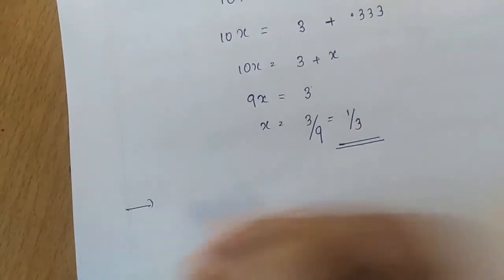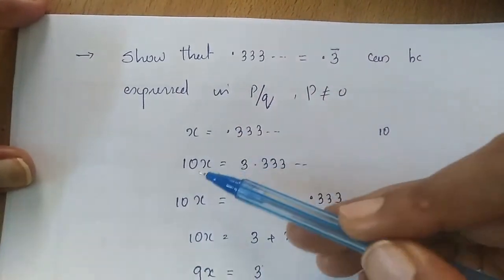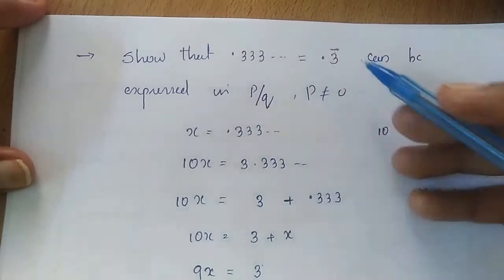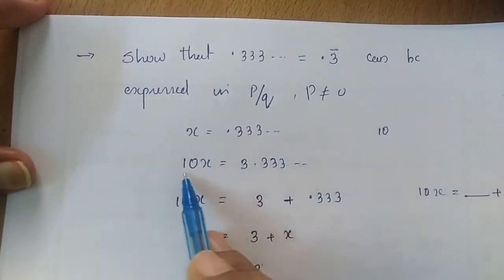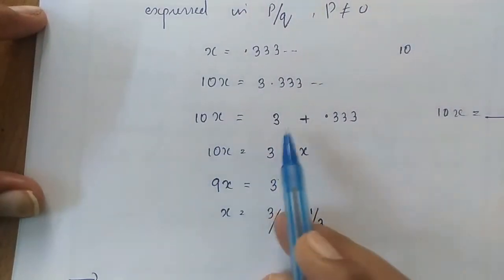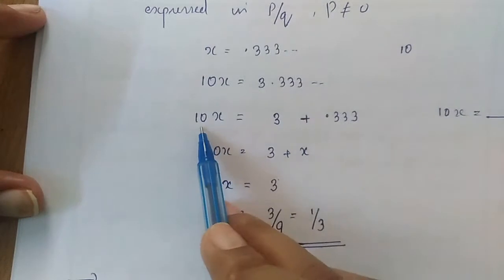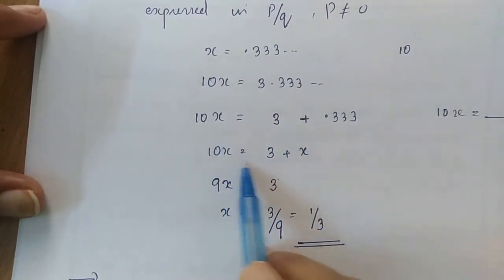Once again, you take the initial value as x, then we represent it in the form of 10x. Why do we take 10? Because the value 3 is repeating, so we take a single digit, 10x. We have to express it in the form 3.333. 10x is equal to 3 plus x. Then we solve it.